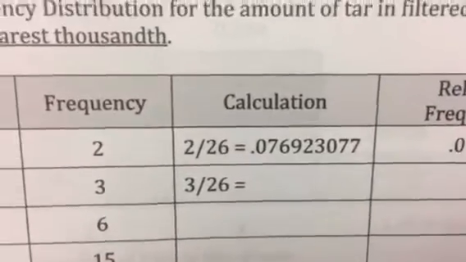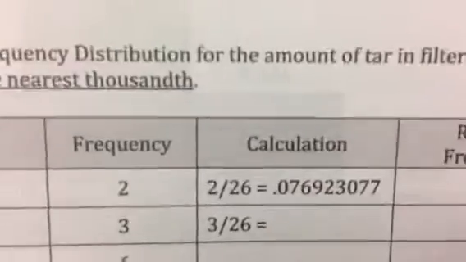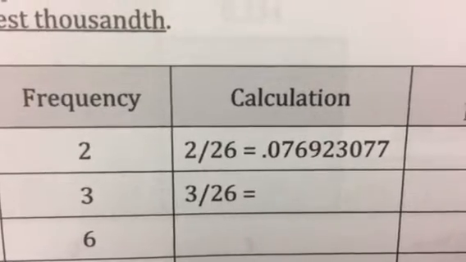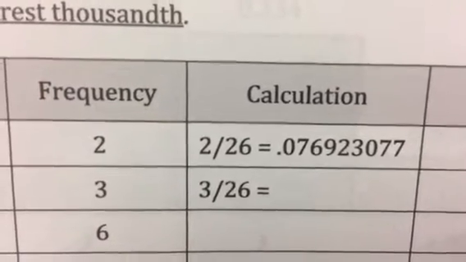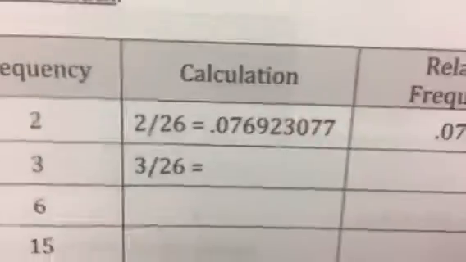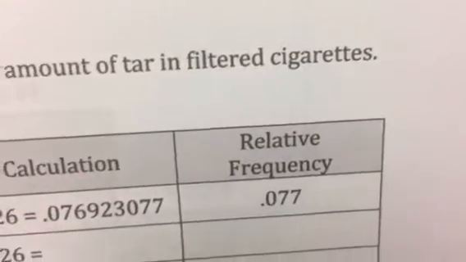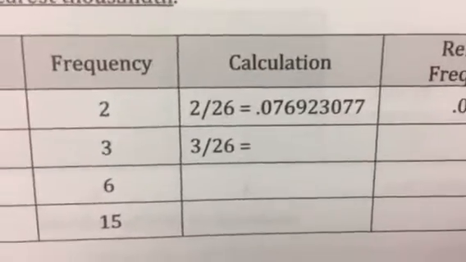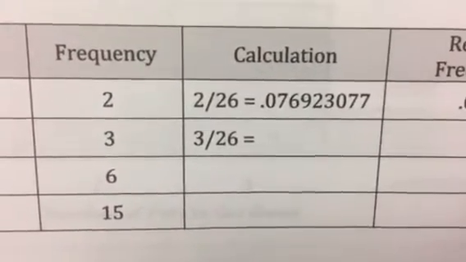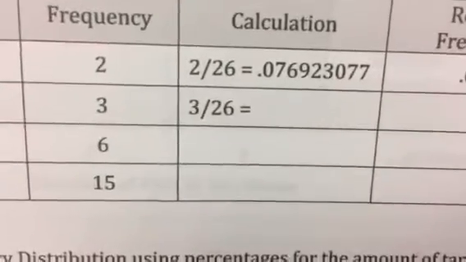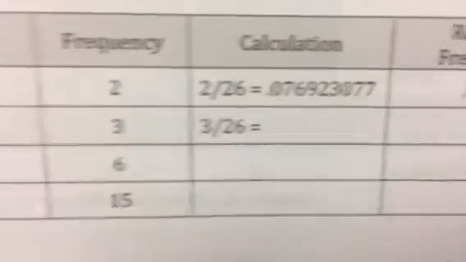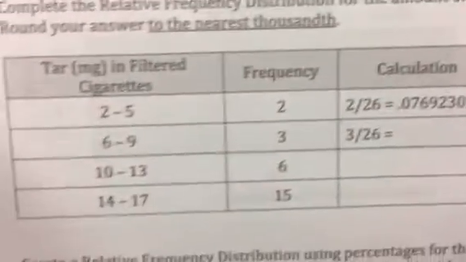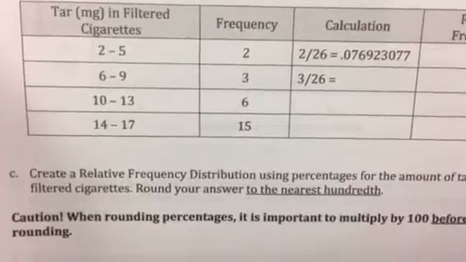Now go back. Remember, it said round to the nearest 1,000th. So tenths, hundredths, thousandths, just 3 decimal places. I'm at the 6, then look beside it, I have a 9. That means I have to round that 6 up. So I round it to 0.077. You're going to do that for the next values. You're going to take 3 divided by 26 and round to 3 decimal places. You're going to do 6 divided by 26, round to 3 decimal places. And then finally 15 divided by 26 and round to 3 decimal places. So that is how you create a relative frequency distribution.